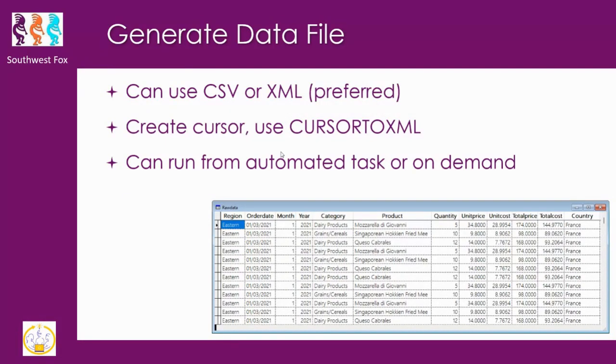You can either use CSV or XML. I recommend XML because, as we saw earlier, there are times when Excel doesn't necessarily interpret values in CSV properly. But if we give it XML, XML can have a schema in it, and then Excel will know exactly what to do with that data. So XML is going to be our preferred output.